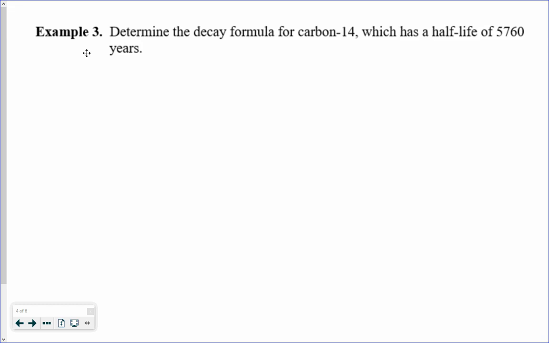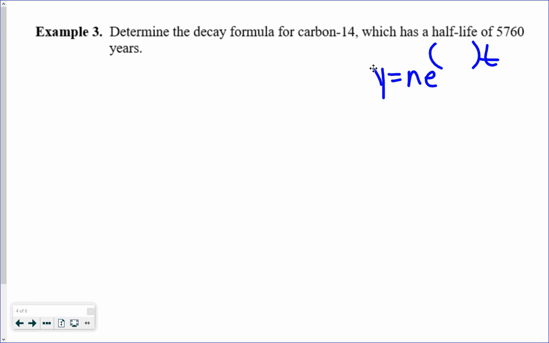Half of what I have, it would never all be gone, right? Just like if I kept getting halfway to that wall, I'd never actually get to that wall. So what we're going to try and figure out is what can I put right here so that I could figure out the formula for carbon-14. What can I put in there for K so that if I gave you how much carbon was left in something, you could tell me how old it was? So we've got to figure out basically K.